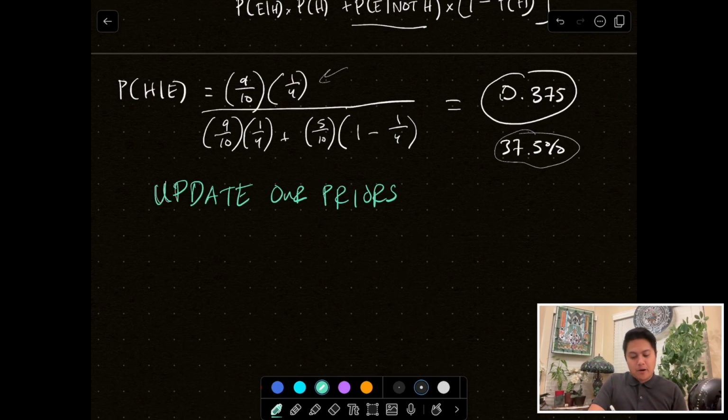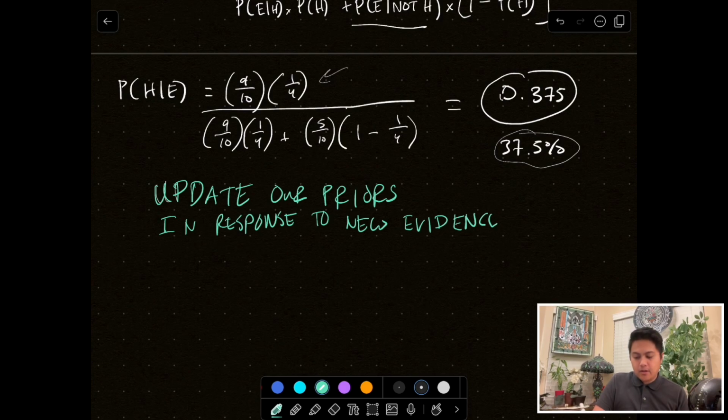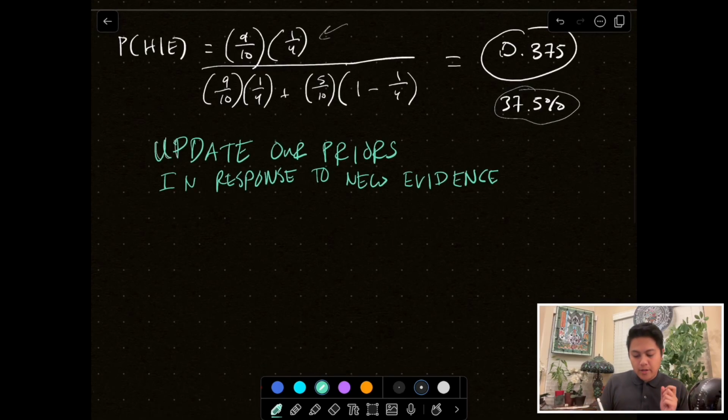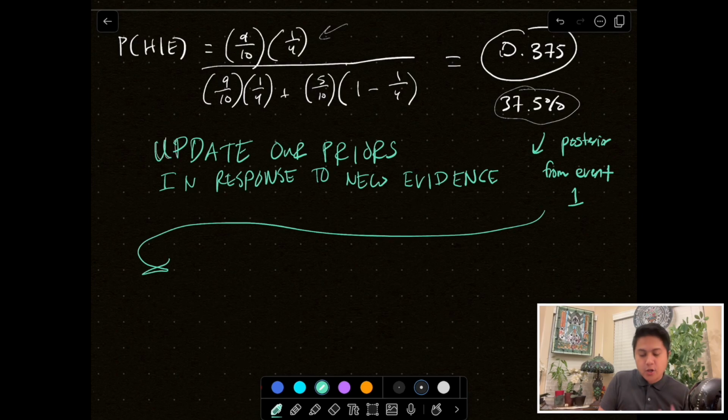Well, first off, let me say we update our priors in response to new evidence. I like writing in caps here. Okay, we need to update our priors in response to new evidence. So, one way to do that is to just take our posterior, right? This is the posterior from, let's say, event 1. And now we're going to say this is our new prior.